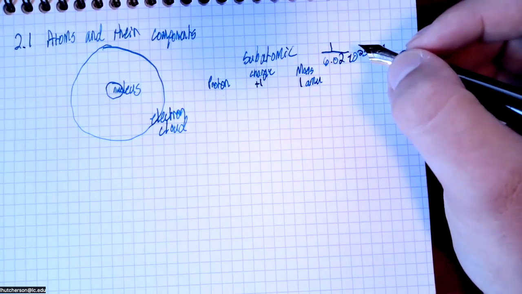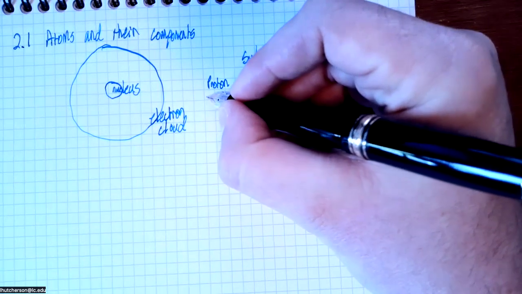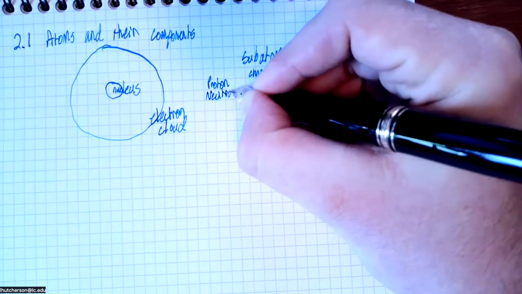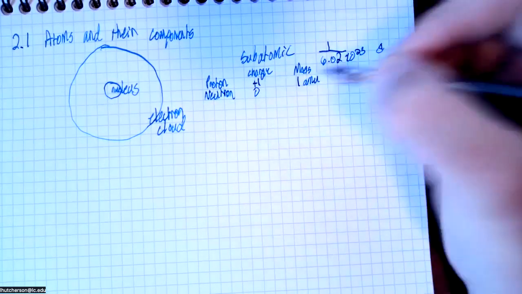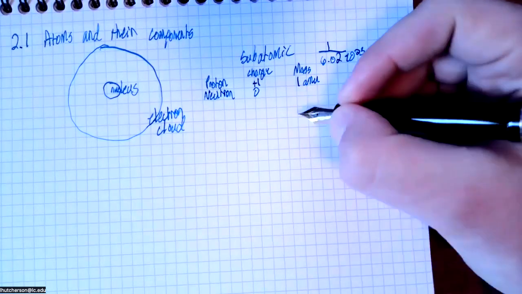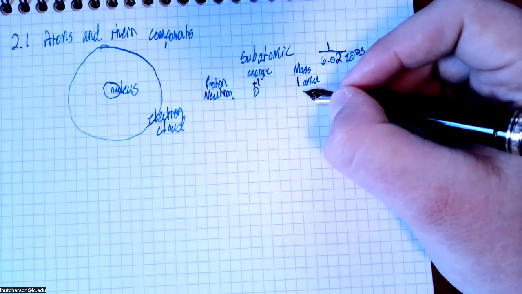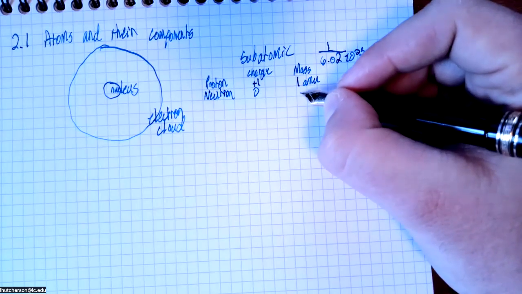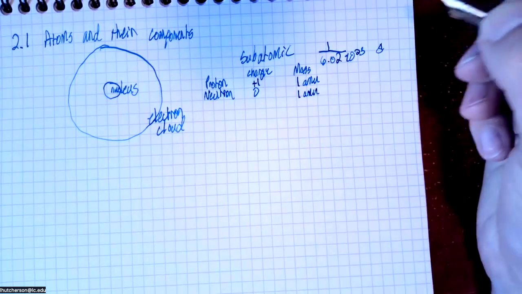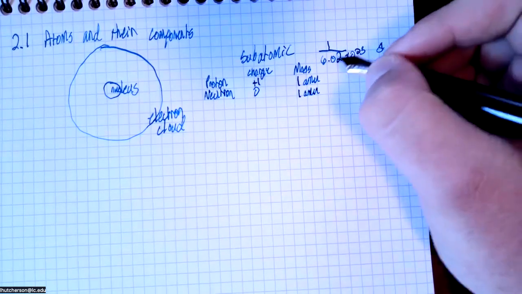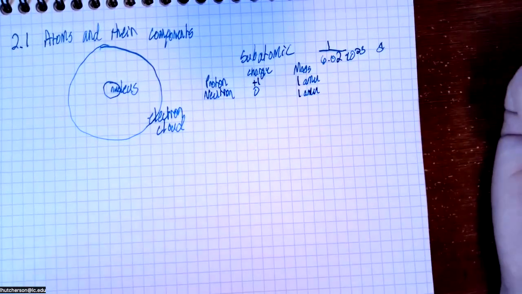Now, our next subatomic particle is called the neutron. Neutrons are neutral. They do not have a charge. But their mass is also about 1 AMU. A neutron is a little bit more massive than a proton, but not enough for us to really worry about.